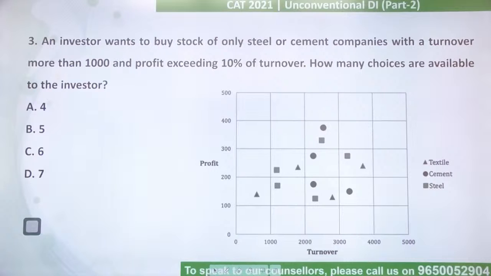What is the answer for this question now? Who answers it first? I am still looking for it. What is the answer to question number 3? An investor wants to buy stock of only steel or cement companies with turnover.